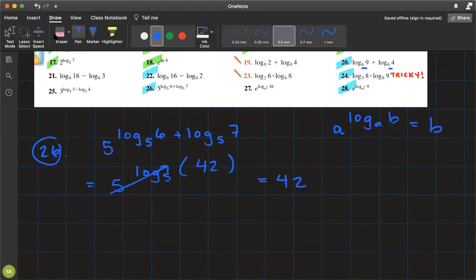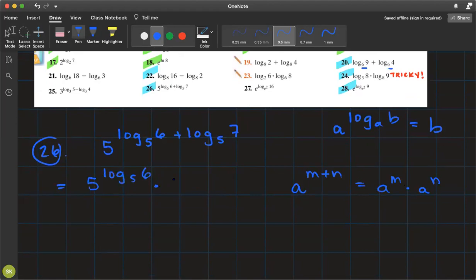I mentioned there's another way to solve this. So let me erase this. Remember that if you have a raised to the m plus n, this is the same thing as a to the m times a to the n. So this is the same as 5 log base 5 of 6 times 5 log base 5 of 7. And now you can use that rule again, where if you have some letter here, like a log a, you get rid of it and you just get this number. So we'd have 6, and then we have this multiplication sign, and then this 7. So we get 42 again.